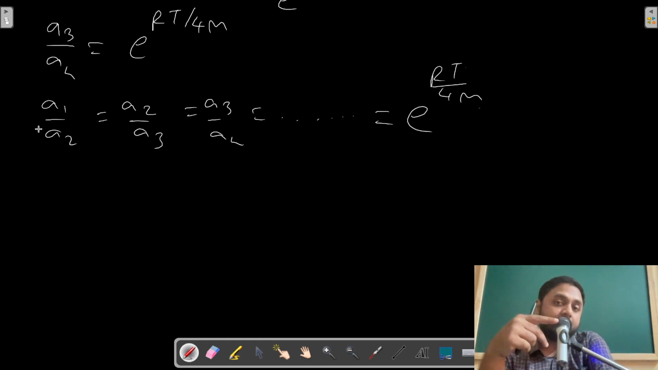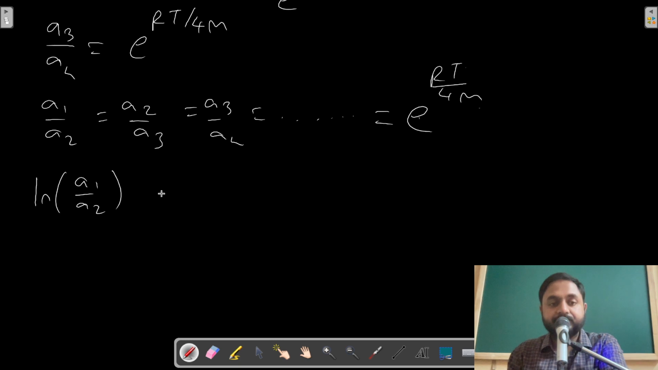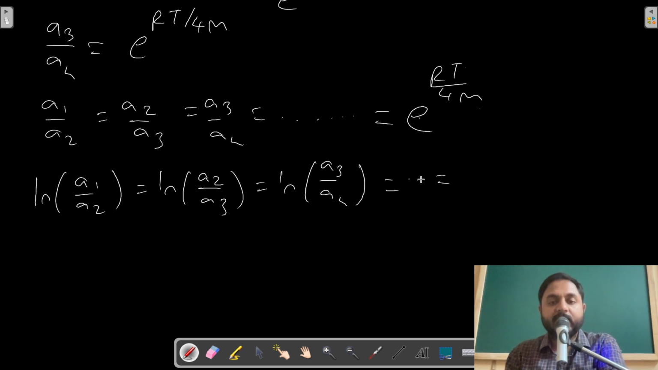So can we predict the two amplitudes? Yes, we can. Can we also know the ratio? Yes, the ratio will always be e raised to capital RT by 4m. Now, I'm going to do a slight modification here. I don't want this e raised to. When I don't want the exponential function, what we do is we just take the logarithm. So let me take the natural log of A1 by A2, which is equal to log of A2 by A3, equal to log of A3 upon A4, and so on and so forth, and finally we will get RT by 4m.